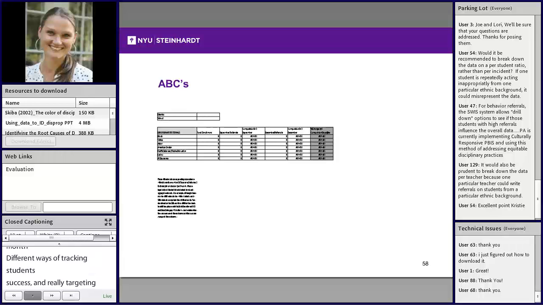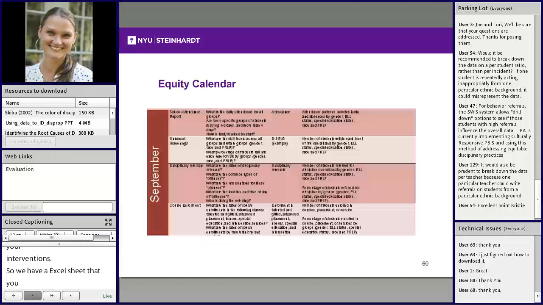So we have an Excel sheet that you can type the data into per month on the ABCs, and then it allows us to ask questions like, who's completing courses, who's dropping out, who's getting referred the most in this month, why is that? And as a data team and as a group, you can then think about how do we intervene here? How can we be proactive on this outcome?